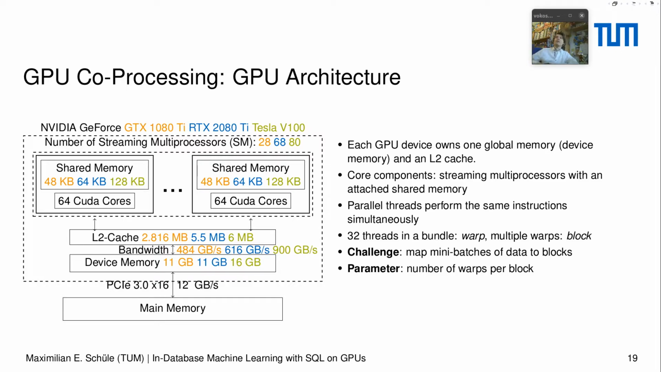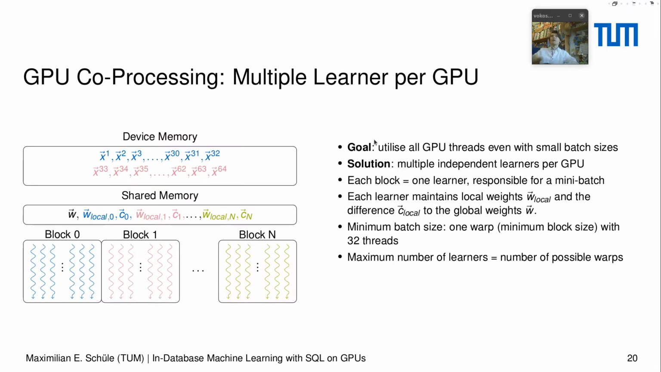And the challenge of this talk is now to map the mini-batches from gradient descent to the blocks in our GPU. So at least one mini-batch must contain 32 threads. And what can we vary? We can vary the number of warps per block. So, therefore, we propose multiple learners per GPU. So the goal is to utilize all GPU threads even with small batch sizes.